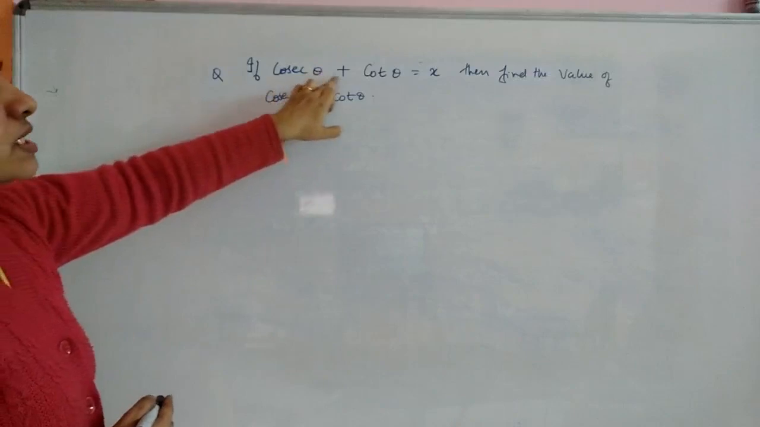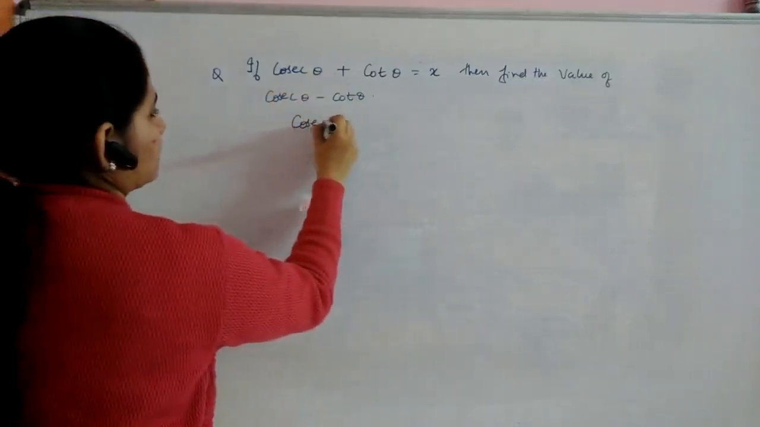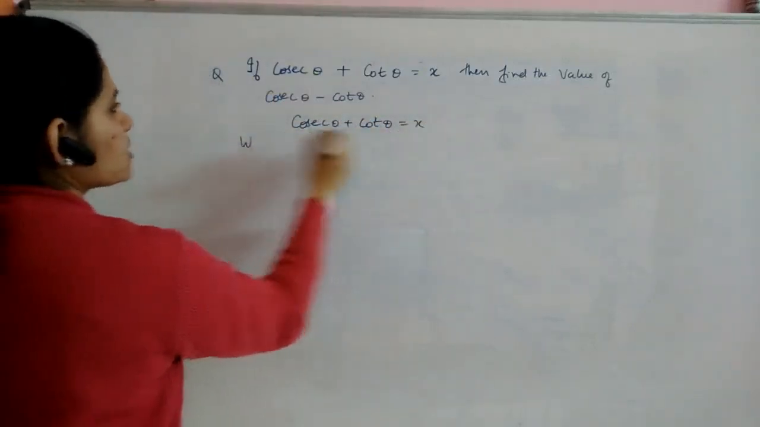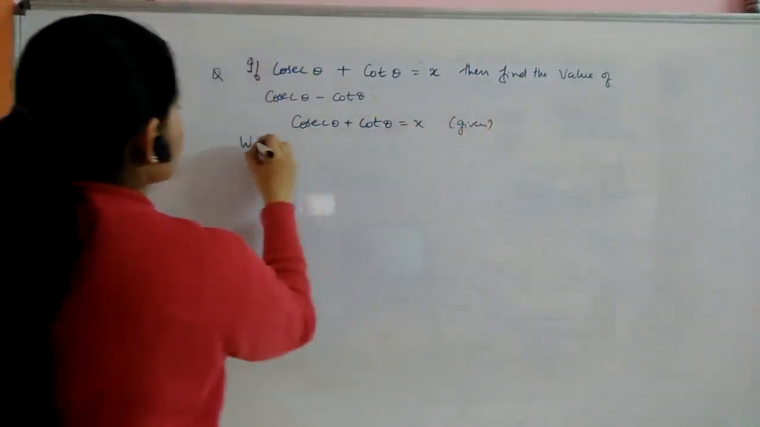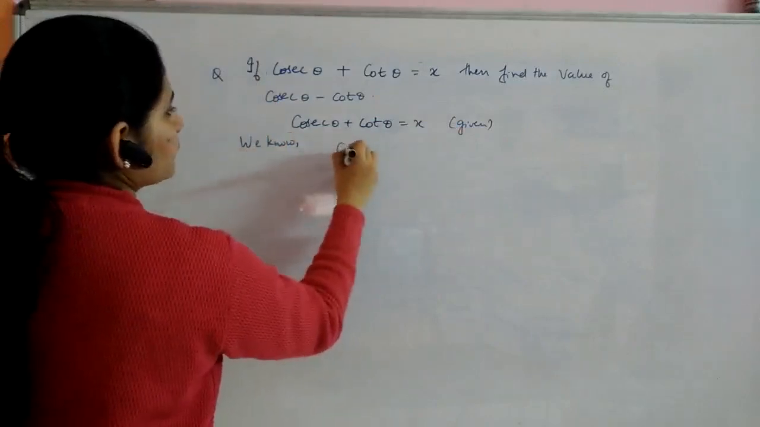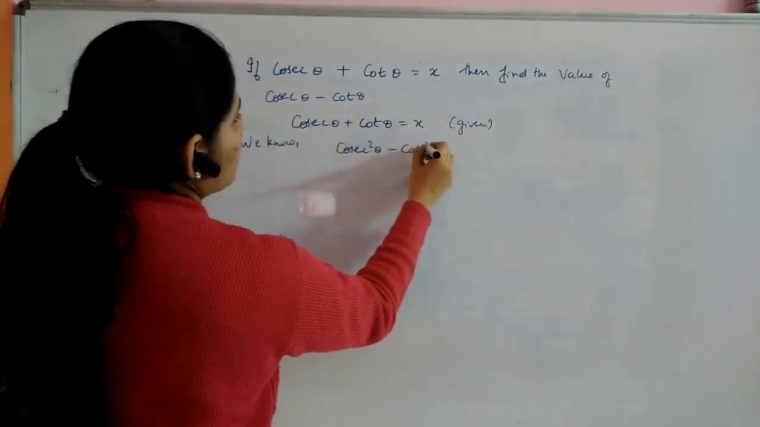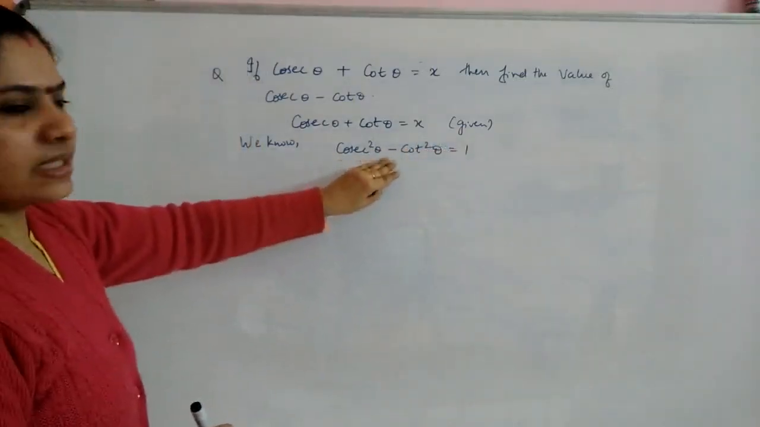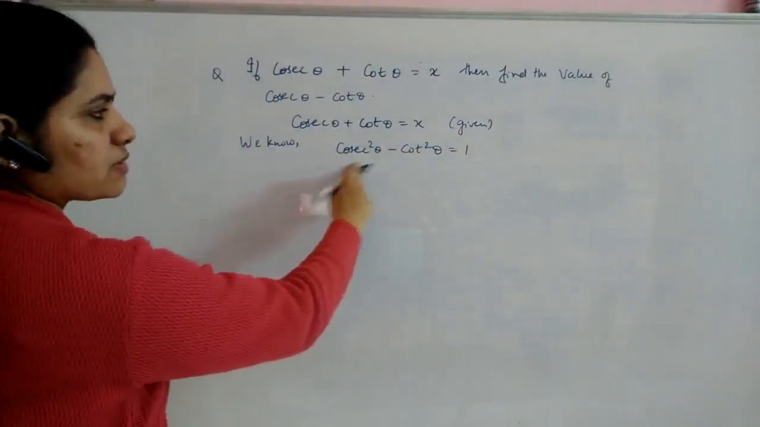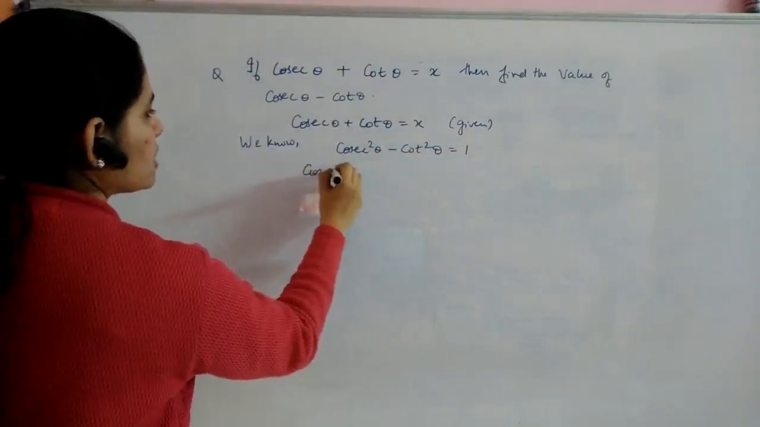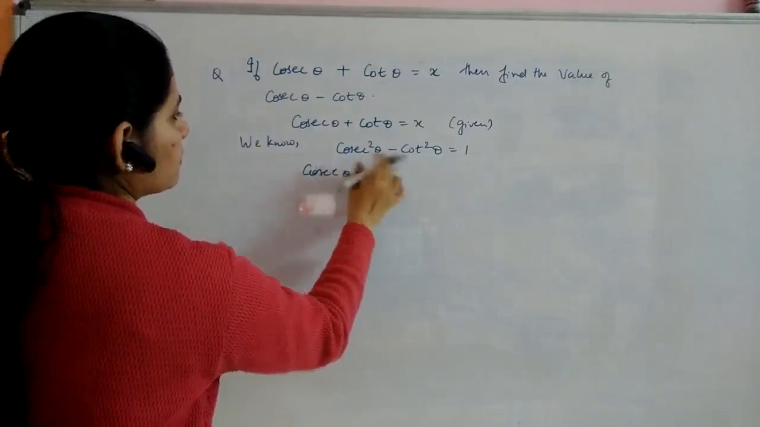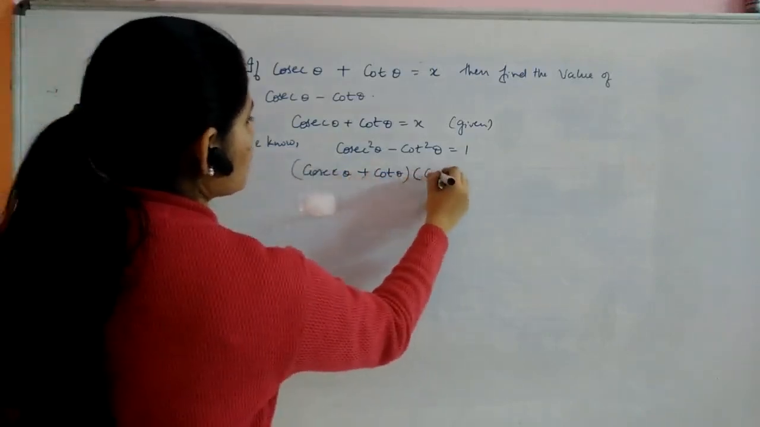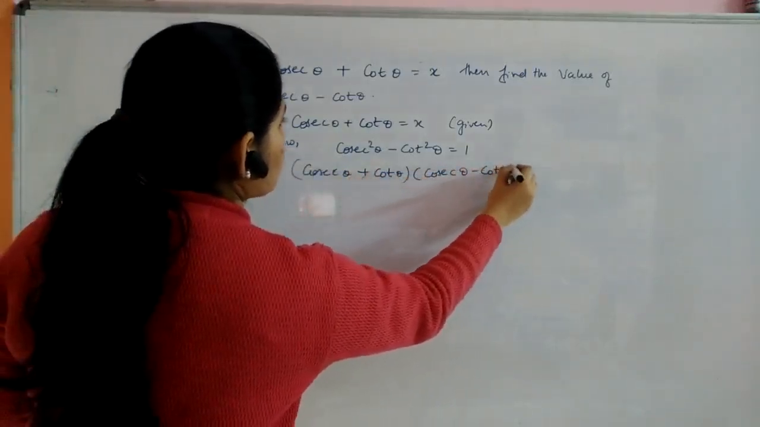The question is giving you cosec theta plus cot theta as x. Now the thing which you know is cosec square theta minus cot square theta is equal to 1. This is what you know, right? Now we can just split this into a product of 2. This is a square minus b square. So we can write it as cosec theta plus cot theta into cosec theta minus cot theta is equal to 1.